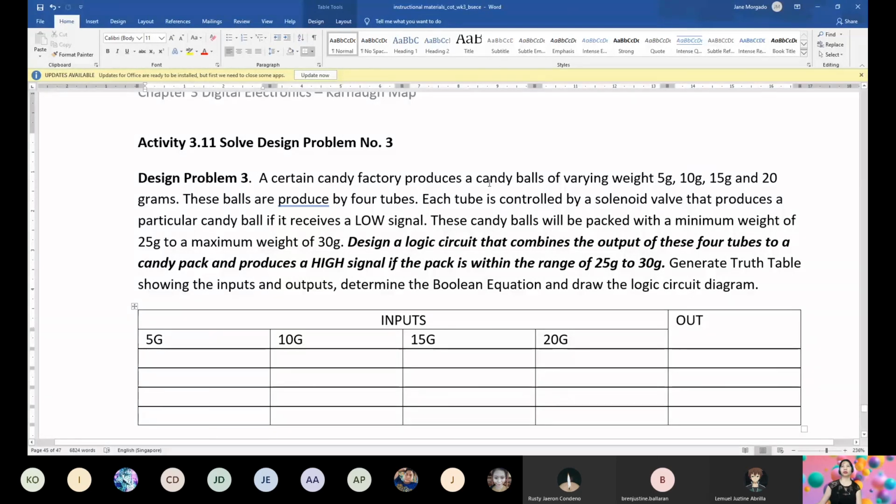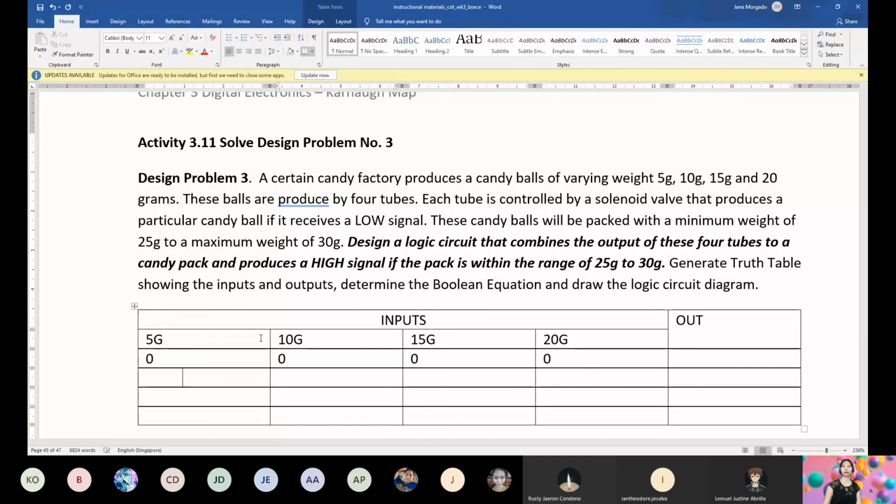Two to the 4 is 2 times 2 times 2 times 2, raised to 16. So we have 16 combinations. So starting from 0, 0, 0, 0.